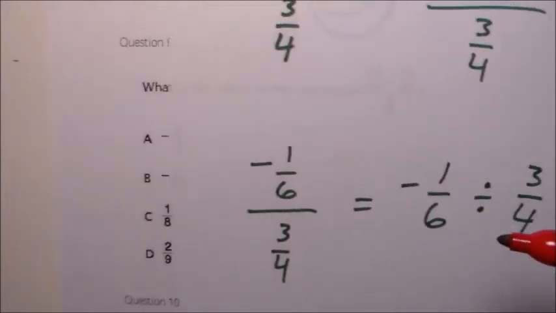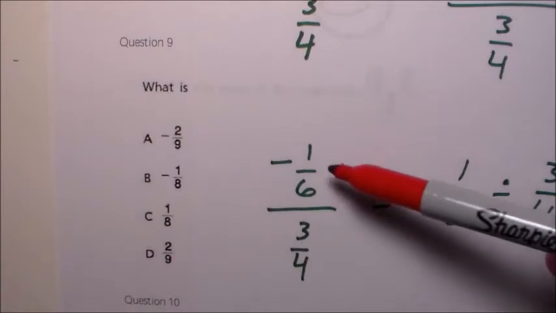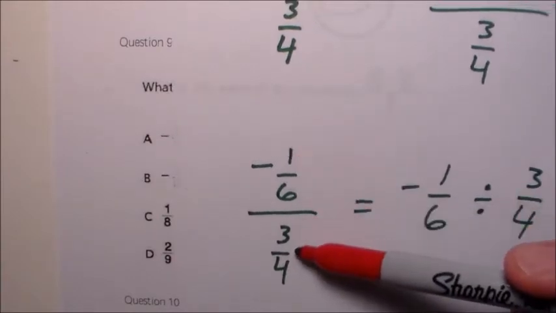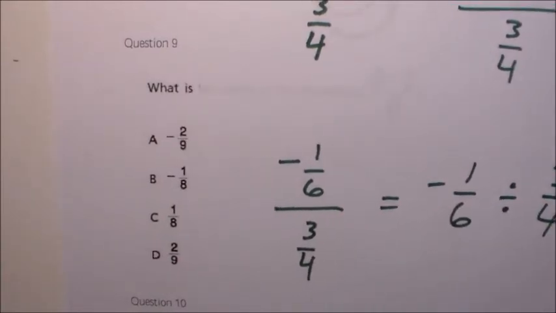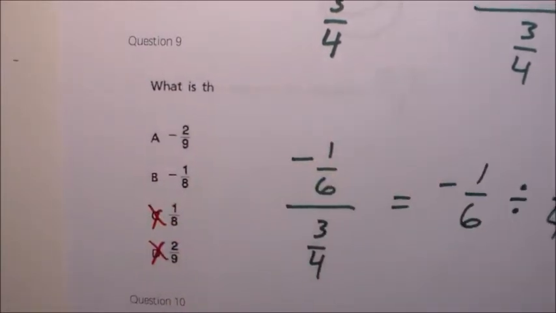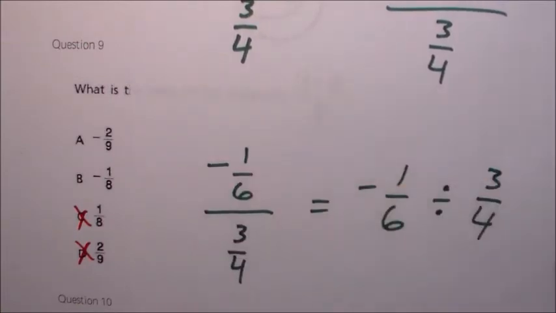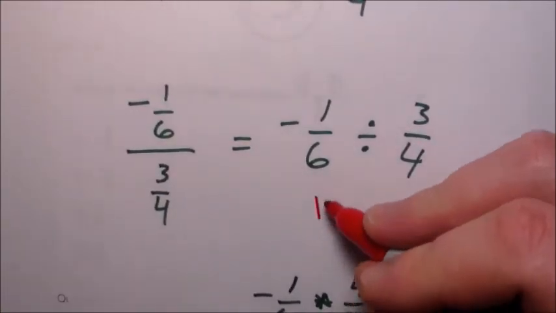Let's just stop and look at our answers. We have some positive answer choices and some negative answer choices. But here we have a negative divided by a positive, so we know the answer is going to be negative, and we know C and D are not options. Negative divided by a positive is going to lead to a negative answer. What do we do now?